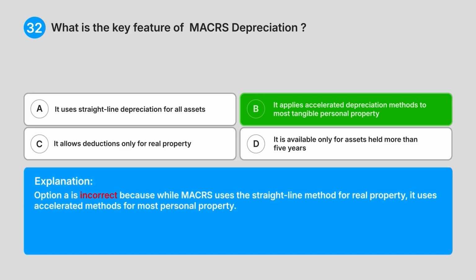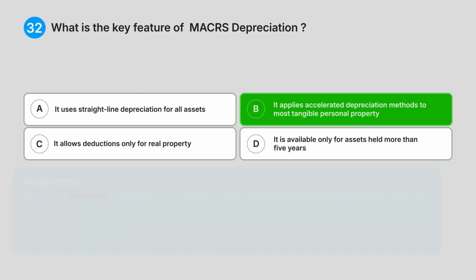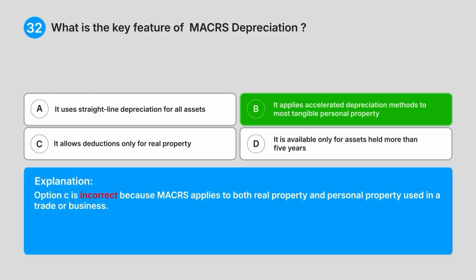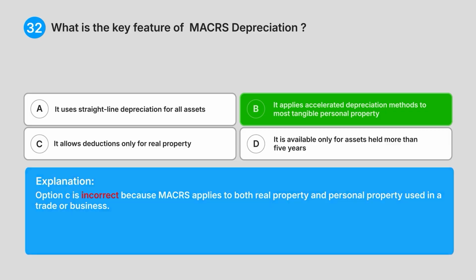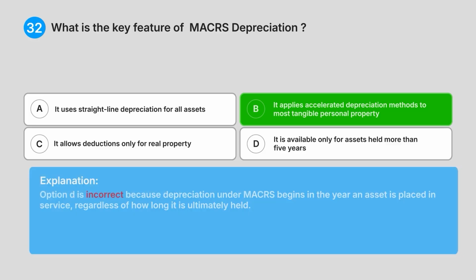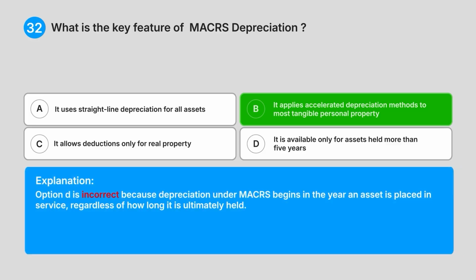Option A is incorrect because while MACRS uses the straight-line method for real property, it uses accelerated methods for most personal property. Option C is incorrect because MACRS applies to both real property and personal property used in a trade or business. Option D is incorrect because depreciation under MACRS begins in the year an asset is placed in service, regardless of how long it is ultimately held.